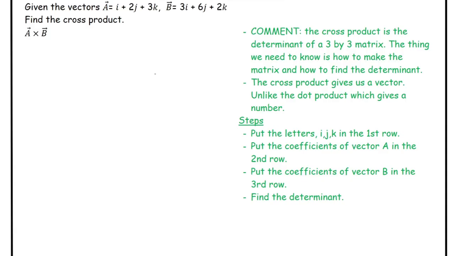In today's video, we'll be talking about finding the cross product of two vectors. Let's make some comments before we begin.